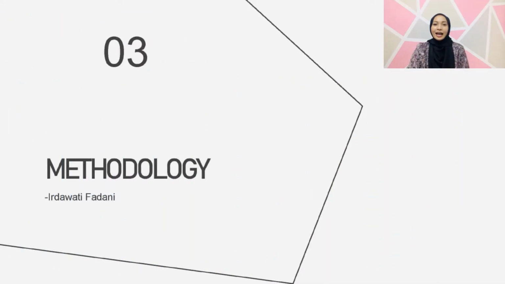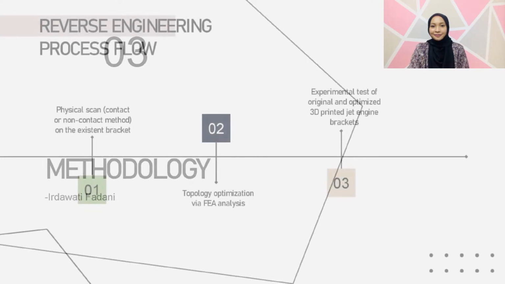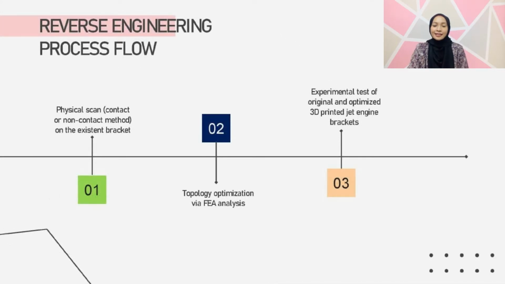In this project, I will explain the methodology. Reverse engineering is a process in which the starting point of a new design is an existing design. These methods were adopted to design and validate the improvement of the jet engine bracket in terms of weight reduction. The first step in reverse engineering is the physical scan. The purpose of this step was to capture a 3D model of the bracket in order to create a CAD model from 3D scan data or check measurements for quality control.